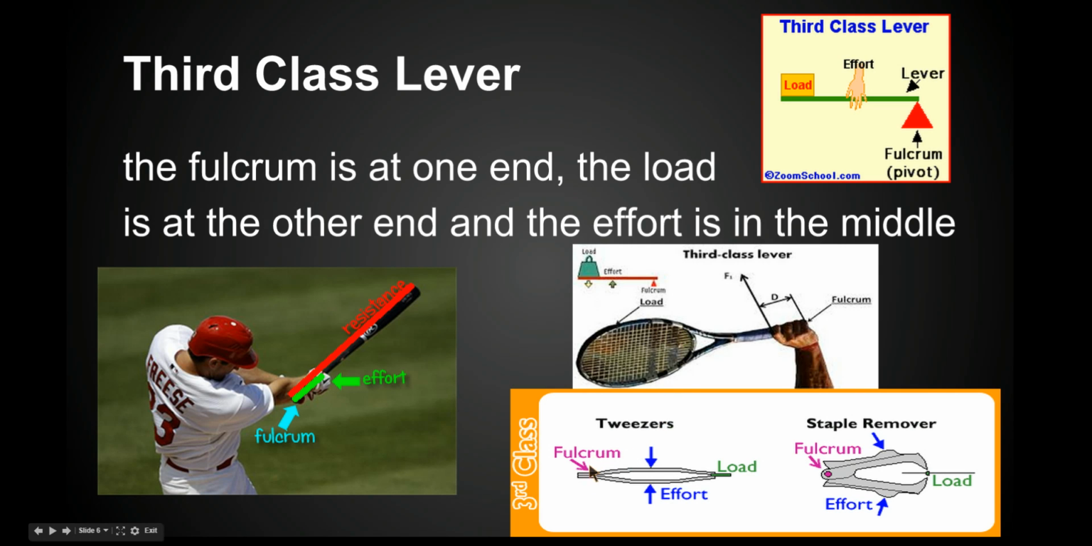We look at tweezers. Tweezers are connected together at one end, that's the fulcrum. You're picking up something at the other end or pulling something out, that's the load, and the effort is squeezing the tweezers together. Staple remover: the load is pulling out the staple, the fulcrum is the hinge at the end, and the effort's pushing the staple remover together.